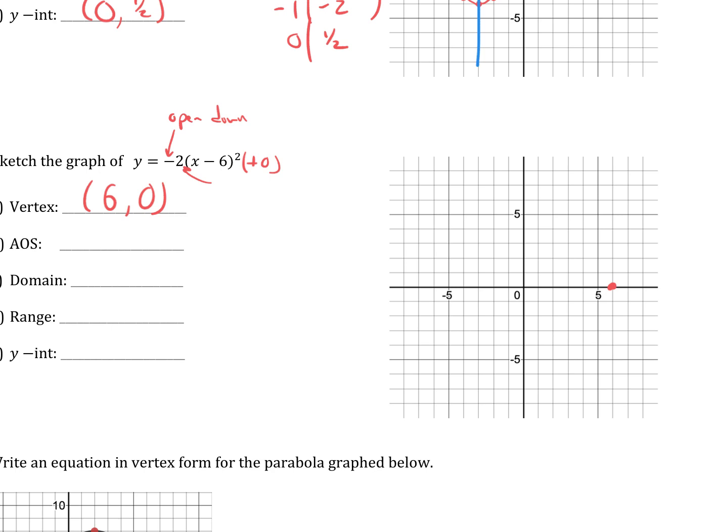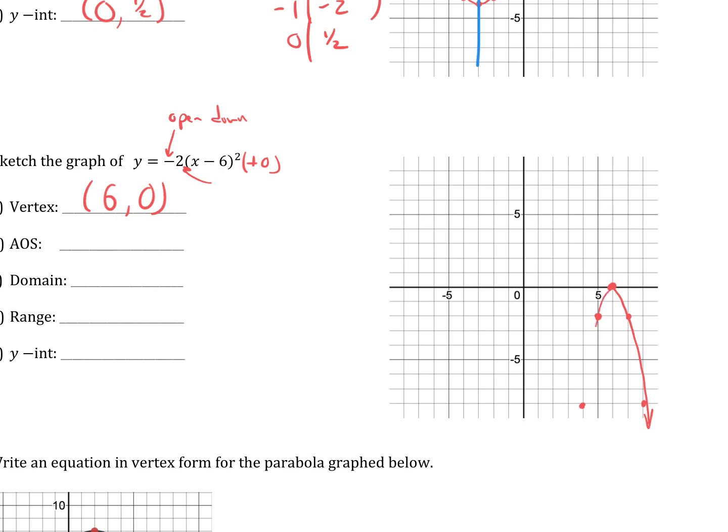So instead of going 1, 1 for that first point, we're going to go 1, 2, negative 2. And instead of 2, 4, we're going to go twice as far. When we go 2 over, we're going to have to go down 8. Can I get down 8 in here? 5, 6, 7, 8, yeah. So 2 is going to be down here at 8. So that's what this parabola is going to look like.